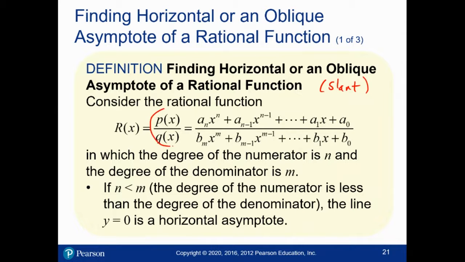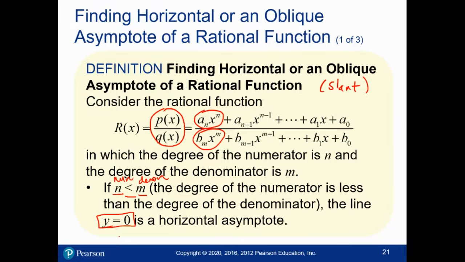Suppose I have a polynomial over a polynomial. The numerator is of degree n, and the denominator is of degree m. So they've already been written in their standard form. If the numerator has a smaller degree than the denominator, then y equals 0 is a horizontal asymptote.